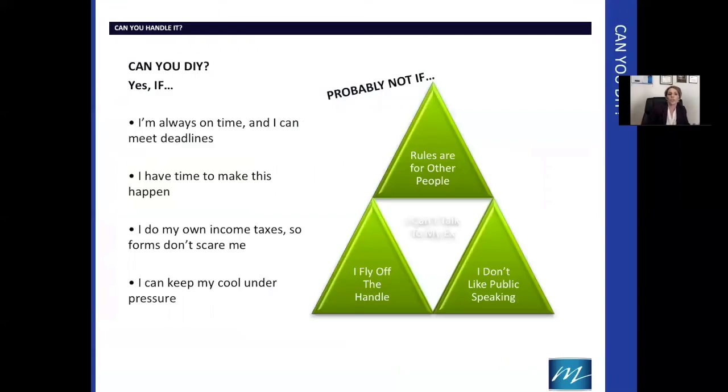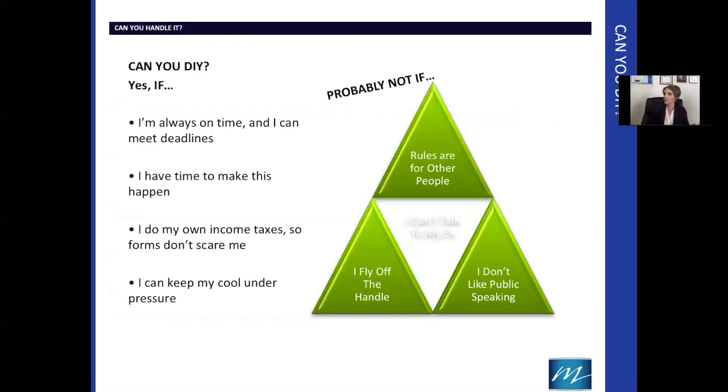Now, can you do it yourself? Well, these are some questions you can ask yourself to determine if you're a good candidate to do it yourself. Are you on time? Do you meet deadlines? Are you somebody who has a hard time keeping track of deadlines and extra projects? Or are you super type A and everything is done and everything is right? Those people tend to do a better job themselves than people who are more type B, who are like, I'll get it done if I can, when I get to it. Do you have the time to make this happen? What position are you in right now as far as time and resources available to you?